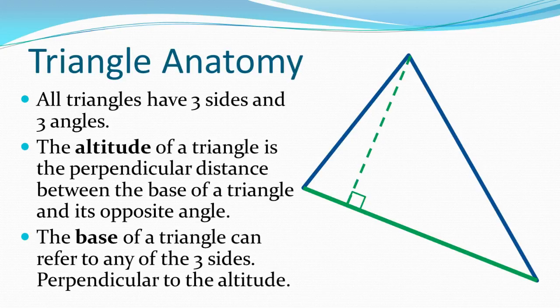We can also notice that this altitude split our triangle into two right triangles. Because we ended up making two right angles, we split it into two right triangles. That eventually opens us up to use trigonometry, Pythagorean theorem, and our 30, 60, 90 and 45, 45, 90 triangle relationships.